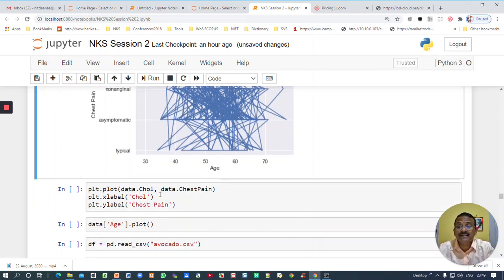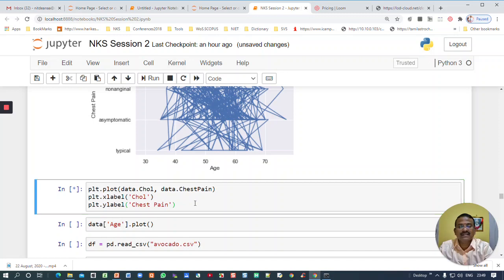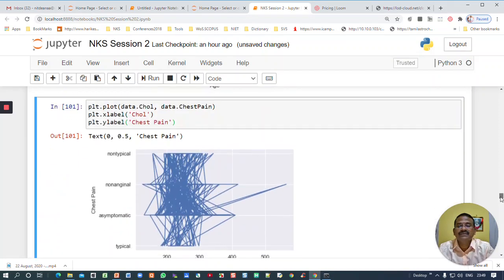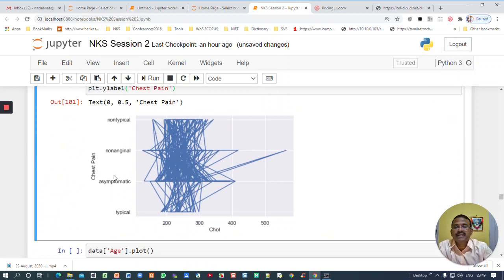Next one is cholesterol and chest pain. I would like to draw. See the output, cholesterol as well as chest pain. See, cholesterol level is here. See here, less than 200 cholesterol, most probably people won't face chest pain, won't feel chest pain. So this is interpretation. I am interpreting like this. You may interpret in a different manner, depends upon our IQ, our intelligence.